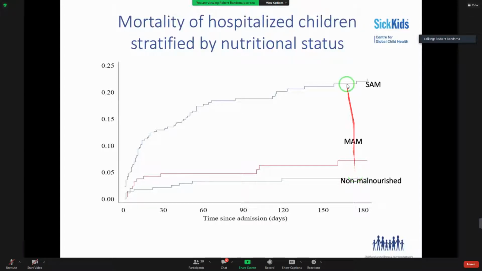And actually what we found was, because hospitalization was around 5 to 7 days, that about half of the mortality actually occurs after discharge from hospital. And that was also true for moderately malnourished children, and the same for non-malnourished children. And the increased risk between non-malnourished and severely malnourished was about 7 to 8-fold higher.